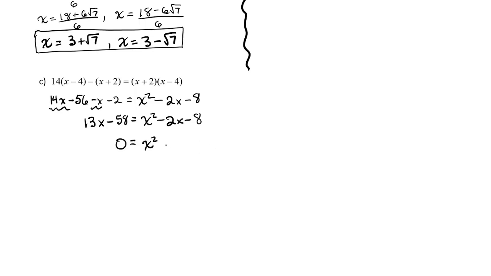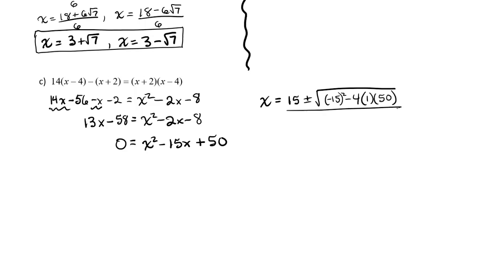x squared minus 15x minus 8 plus 58 will just be plus 50 equals 0. Now we're going to use the quadratic formula. x is equal to negative b, so 15 plus or minus the square root of b squared, negative 15 squared, minus 4 times a, which is 1, times c, which is 50, all over 2 times 1.